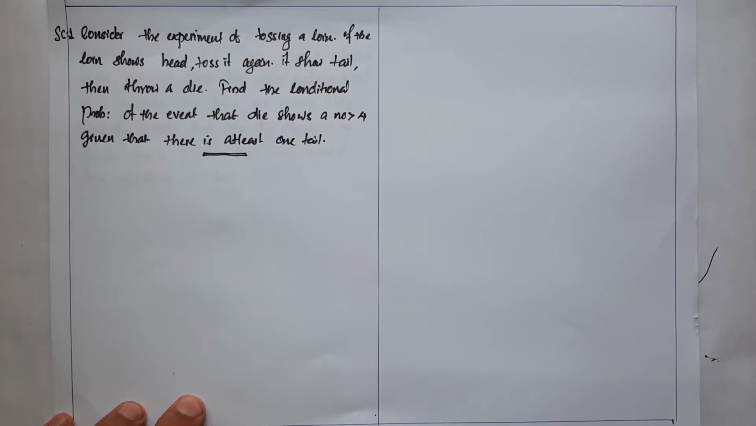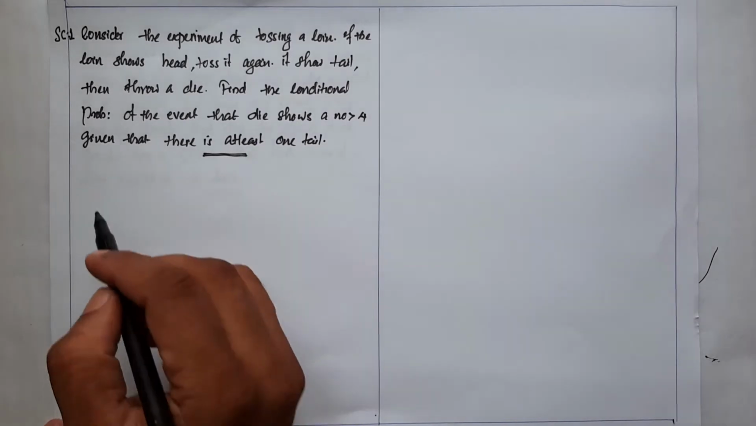Our first question is, consider the experiment of tossing a coin. If the coin shows head, toss it again. If it shows tail, then throw a die. Find the conditional probability of the event that the die shows a number greater than 4, given that there is at least one tail. In such cases, first of all, we form the sample space.